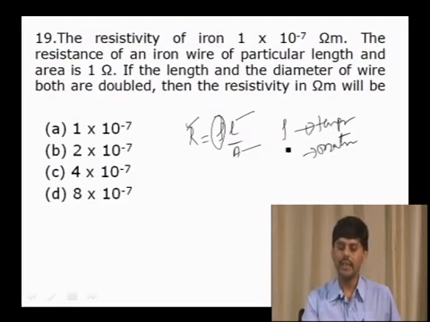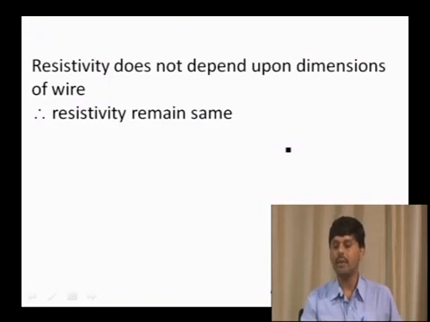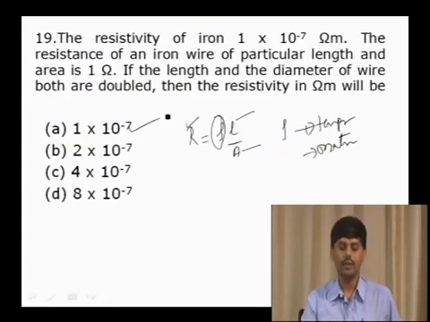If you change the diameter, increase the length or decrease the area, whatever it may be, the resistivity of the material does not change. So resistivity does not depend upon the dimensions of the wire, therefore resistivity remains the same. Hence the correct answer is the first one, 1 into 10 raised to minus 7.